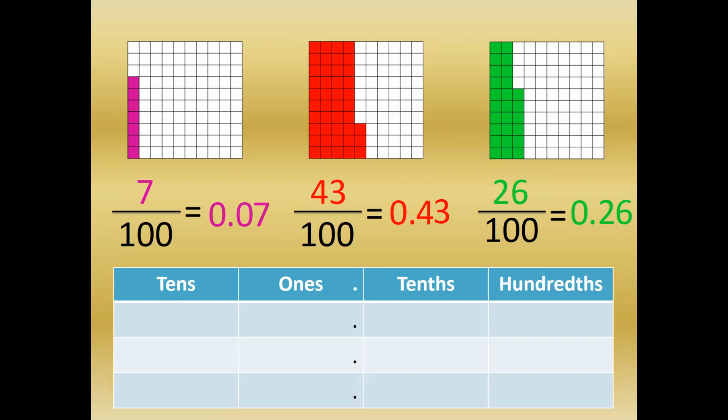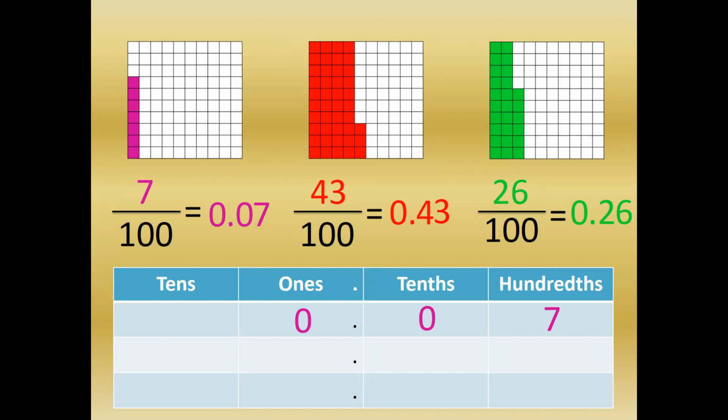Now let's put it into our place value chart. So we have our tens column, our ones column, and then our decimal point after that, our tenths, and our hundredths. So we don't have any tens for the pink, so we can ignore that. In our ones column, there should be a 0. In our tenths, we said that there was no tenths in it, so that means there would be a 0 there, and there would be a 7 in our hundredths column.